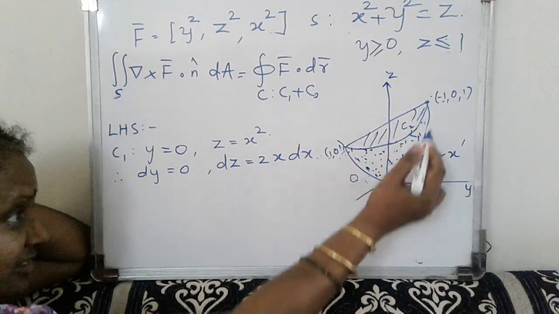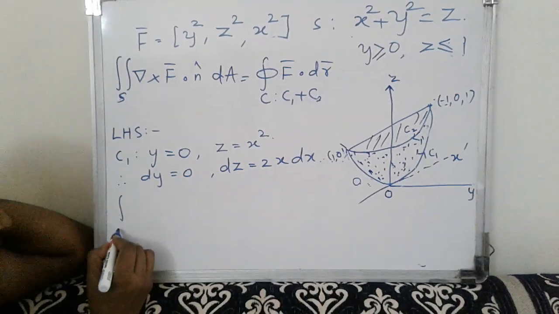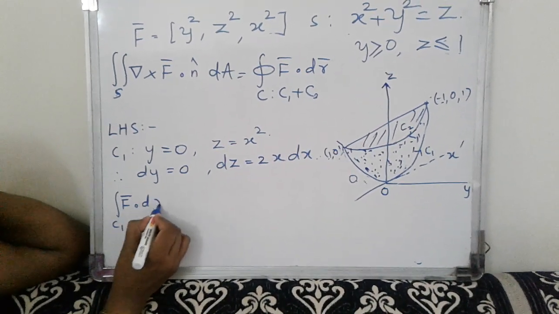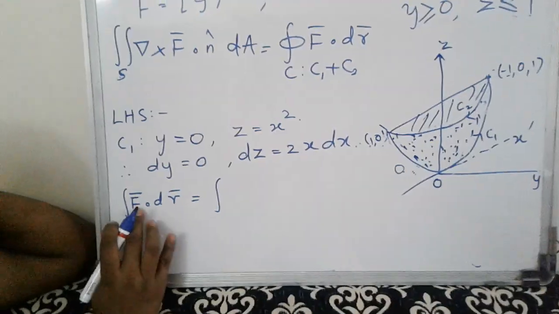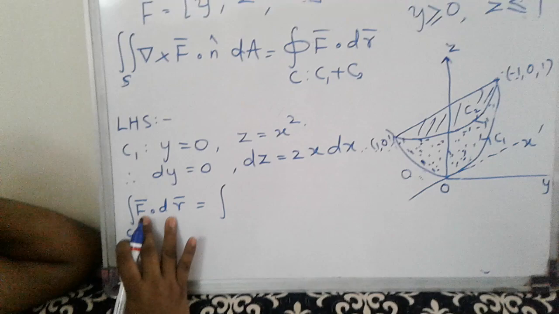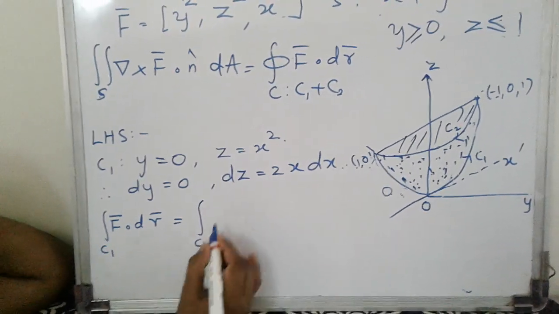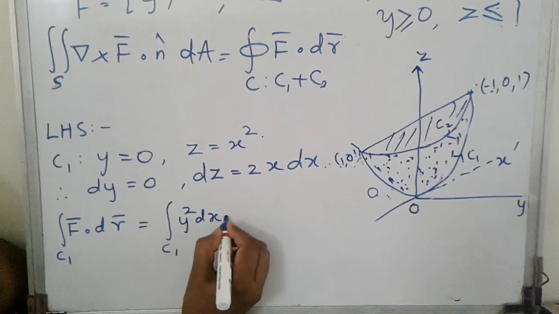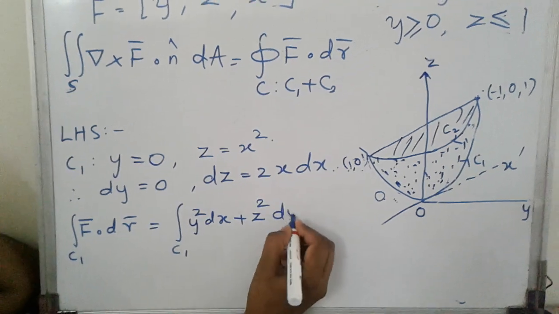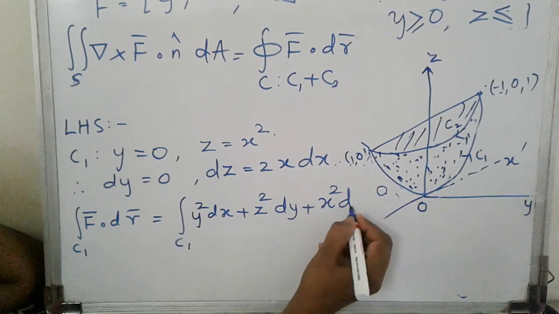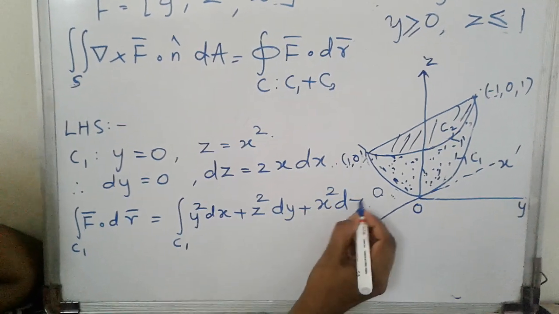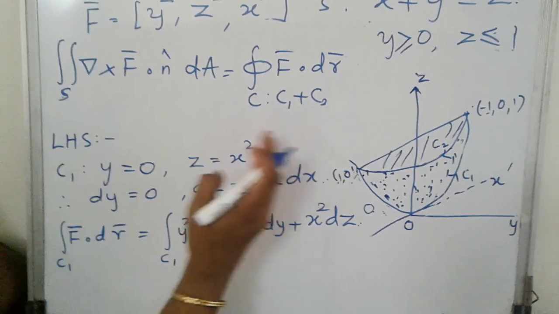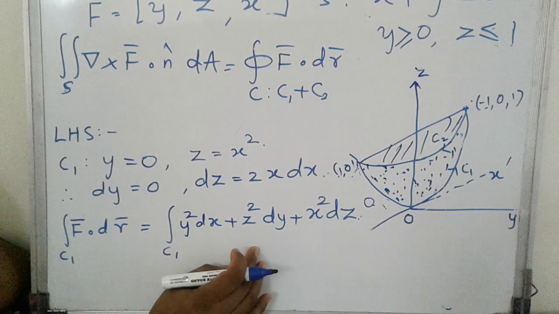Now this curve C1 is an open curve, and therefore no closed symbol will appear here. Therefore the line integral along the path C1 of f bar dot derivative of r bar, which is a scalar function, is the integral of y square dx plus z square dy plus x square dz, sorry.